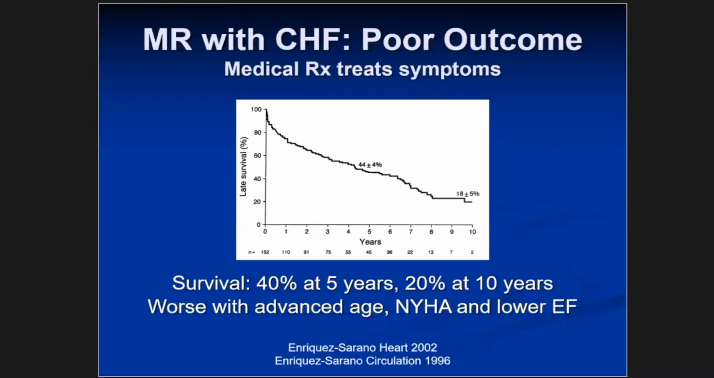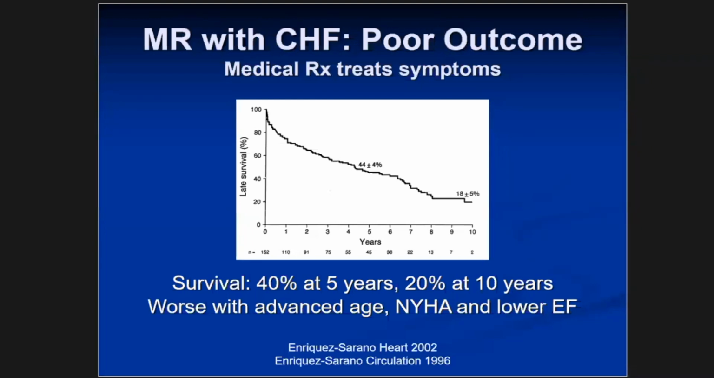So as we look at mitral regurgitation, for example, the presence of mitral regurgitation with congestive failure, the prognosis for this, even with excellent medical therapy, is extremely poor. So this is data that was developed and assessed at the Mayo Clinic by Serrano and several of his colleagues. So the survival with medical therapy and without an intervention at 5 years is 40%, and at 10 years, it's 20%. So it's dismal. It's the same survival as somebody with a very advanced malignancy. And the survival is worse with advanced age, New York Heart Association class, and lower ejection fraction.